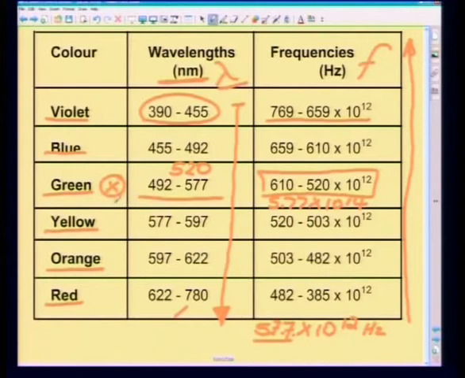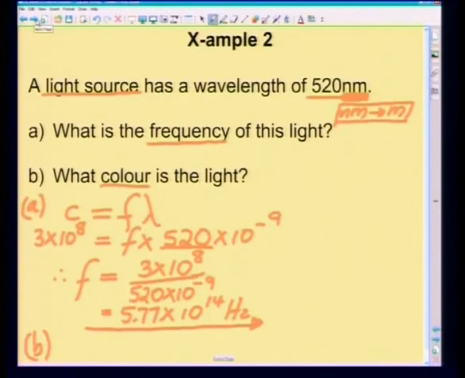So the range where the wavelength and the frequency as we calculated is here. It's this range here. So it means that the color we're looking for is green. So in answering our question here, when it says what color is this light, it will mean that this light we're talking about has a green color. So it's a green light. That's what we're talking about.